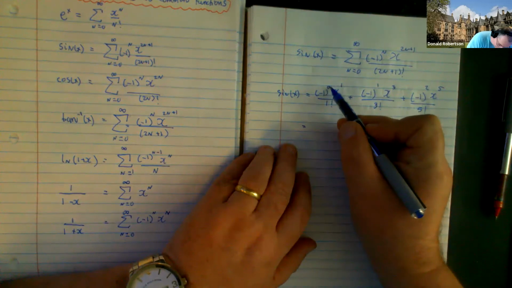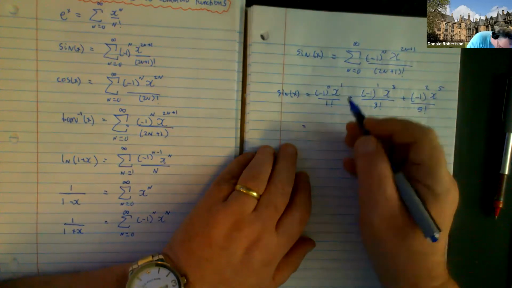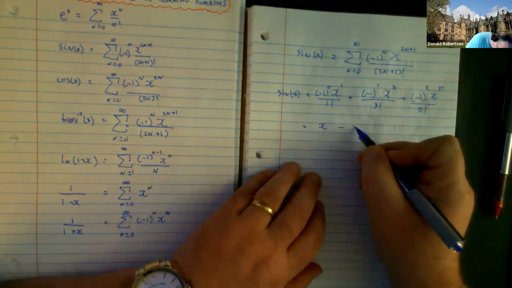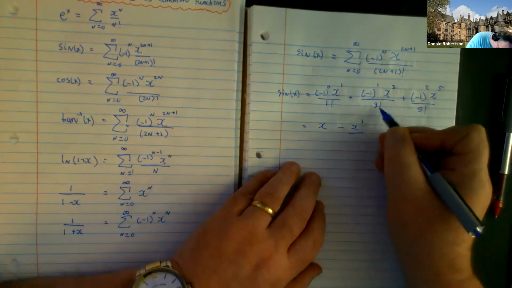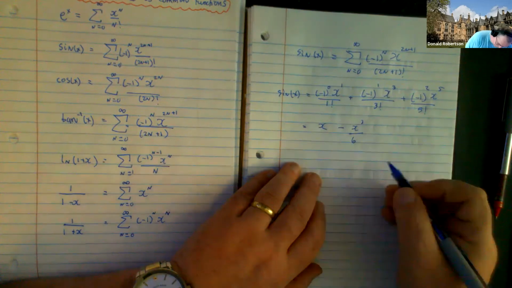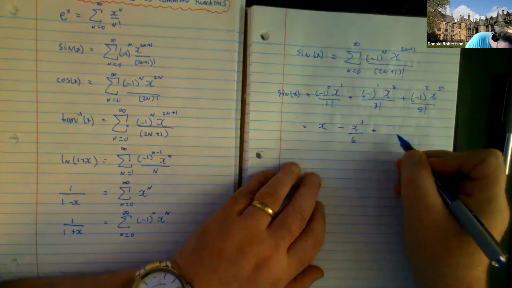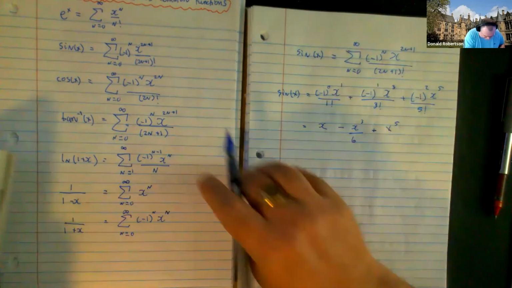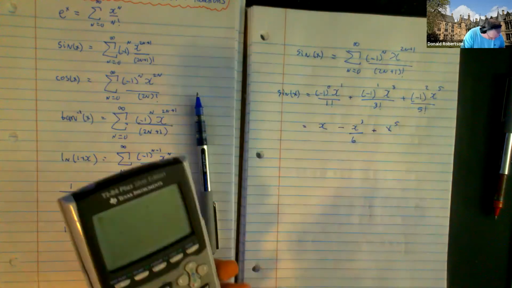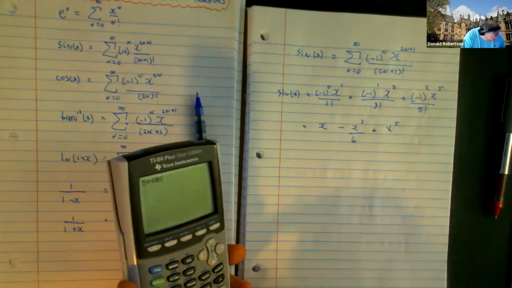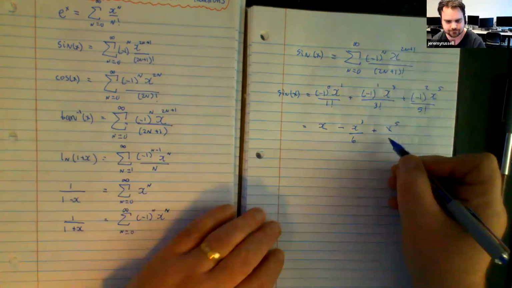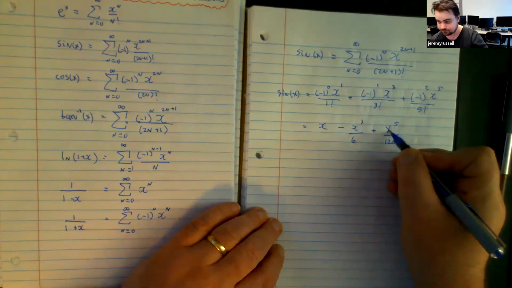-1 to the 0 is 1. 1 factorial is 1, so that basically gets you x. This gets you negative x cubed over 3 factorial, which is 6. And this one gets you plus x to the 5 over 5 factorial, I think it's 240, but let's just check. 5 times 4 times 3 times 2 times 1. 120. I'm glad I checked, it's 120.